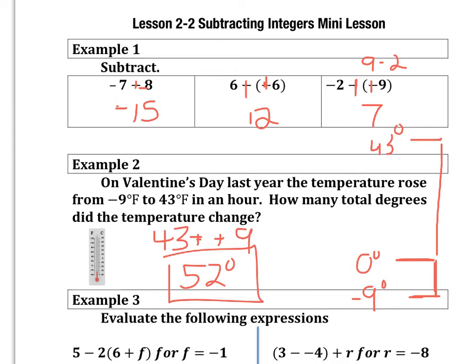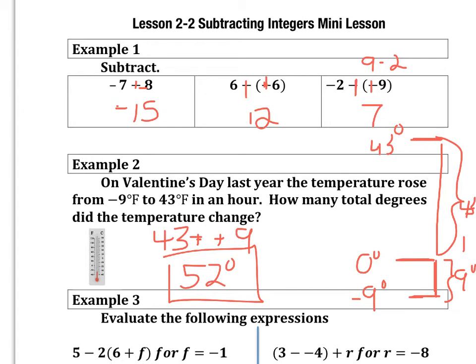So we were going from negative 9 to 43 on the thermometer. So what that means is the temperature traveled up 9 degrees just to get to 0. So when we're thinking of change, it had to go up 9 degrees just to reach the 0 degree mark. Then we had to go up an additional 43 degrees. So when you think of it that way, we have positive 9 degree change to get to 0, then a positive 43 degree change to get to 43.